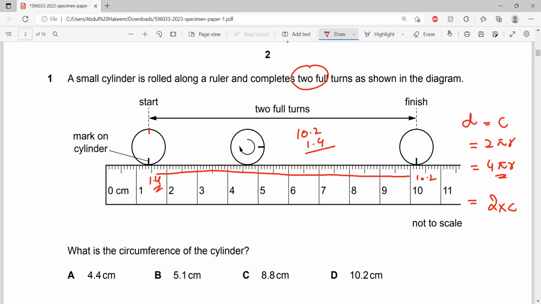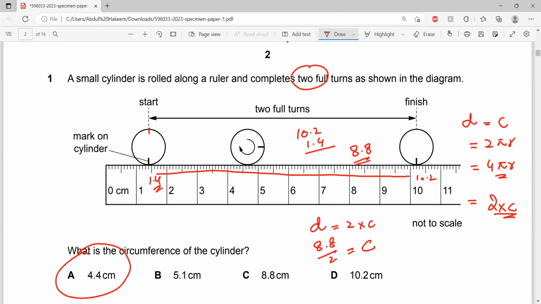I think it's 8.8. So this is 8.8, but this is double of the circumference. So distance is equal to 2 times circumference. So 8.8 divided by 2 gives the circumference. So the answer is... I repeat this.